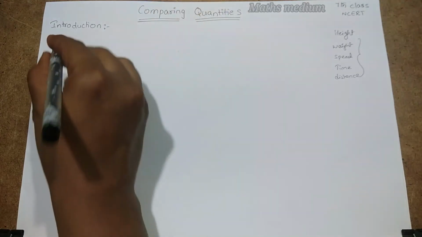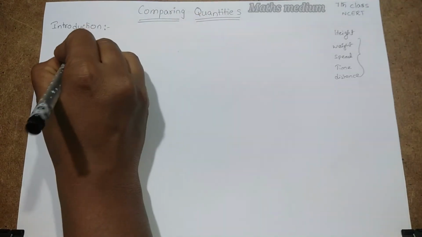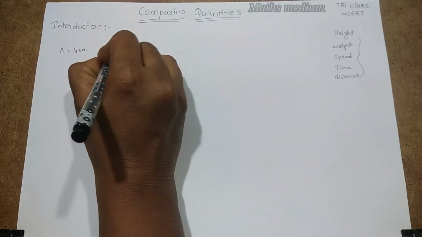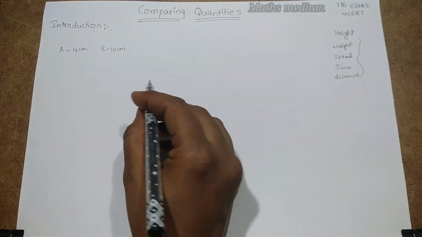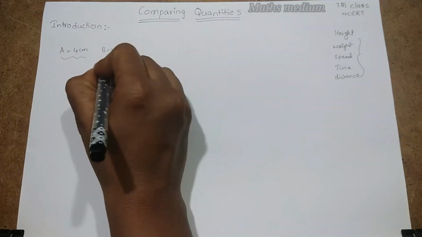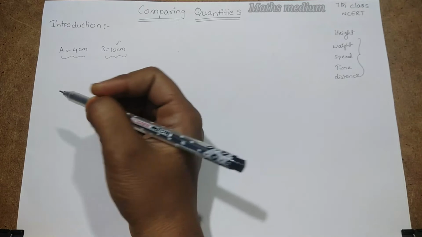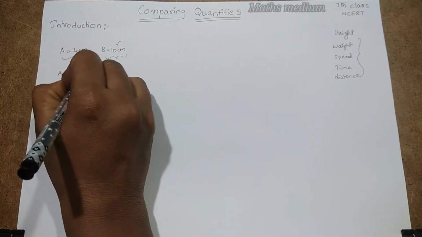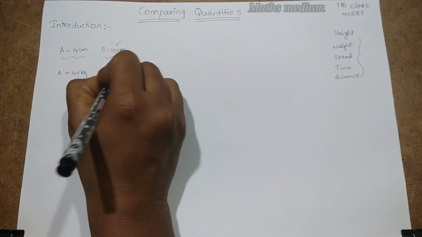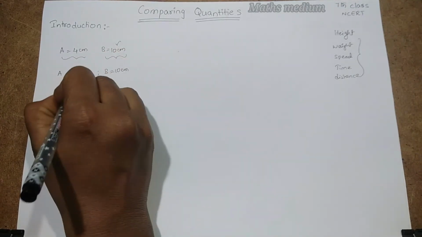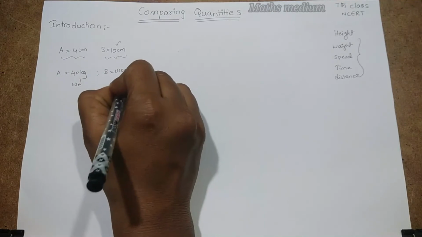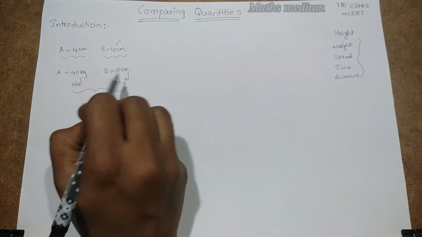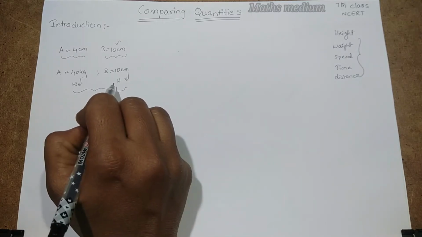For example, A has a height of 4 centimeters, B has 10 centimeters. Okay, we can compare who is the tallest one. B is the one. If you take A has a weight of 40 kgs, B has a height of 10 centimeters. This comes under weight and this comes under height. But can you say, by using this weight and height, who is the bigger one?